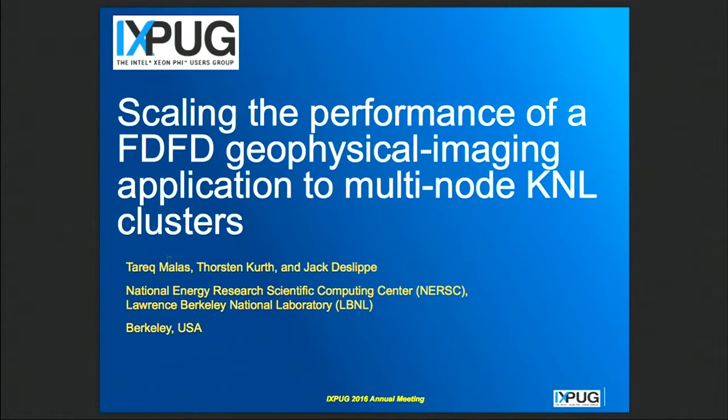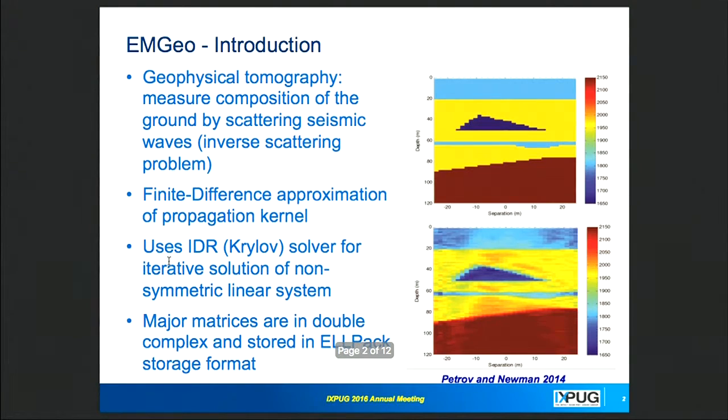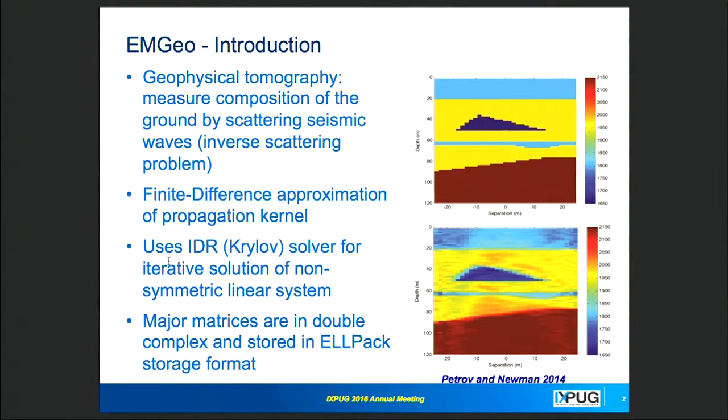Good afternoon. My name is Tariq Malas. I am a NESAP postdoc at NERSC, and I will talk about some optimization work we have been doing on an application called EMGeo, which is one of the workloads at NERSC. EMGeo is a seismic imaging code that uses finite difference frequency domain methods. It uses a Krylov solver. The sparse matrix vector multiplication dominates the work in it, and it's stored in ELLPACK data format. And the numbers are double complex in this application.